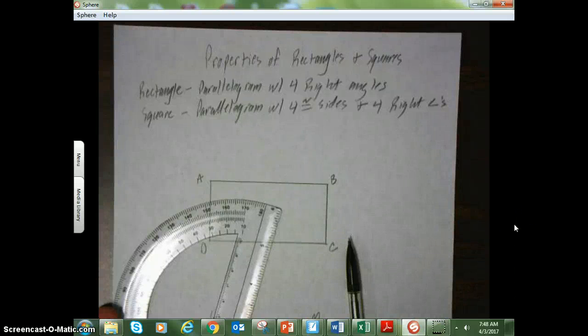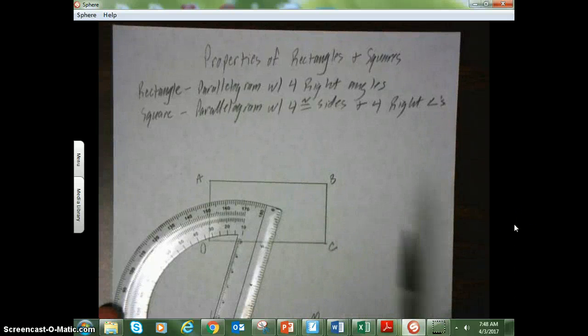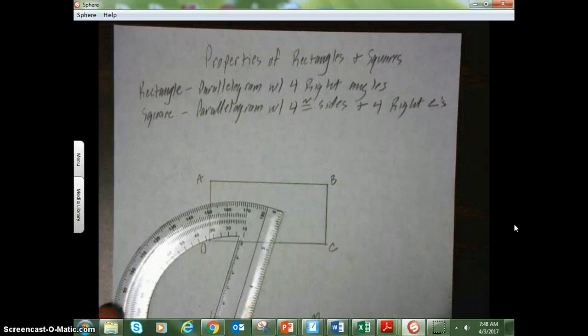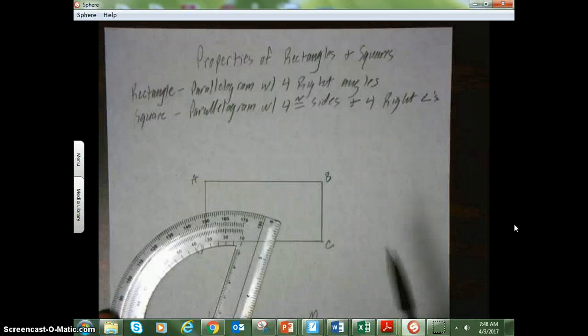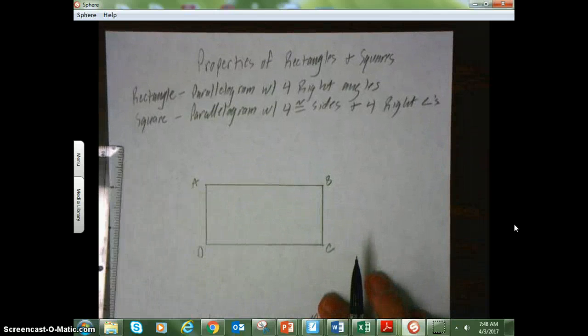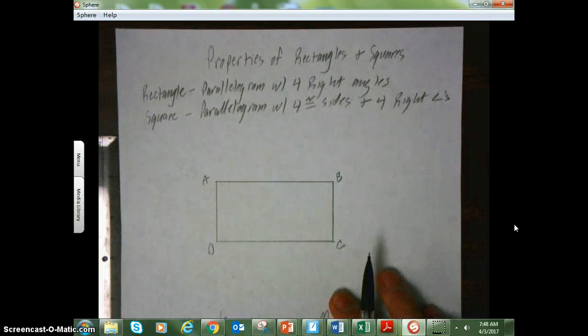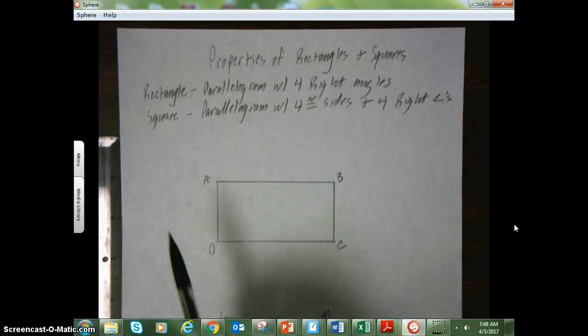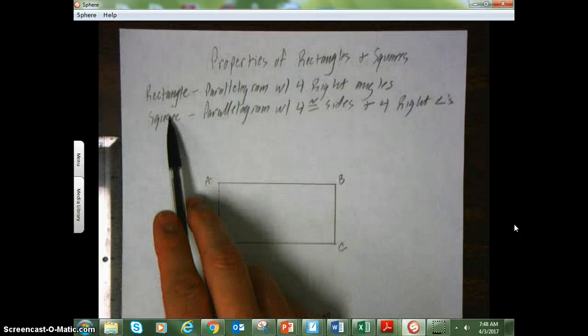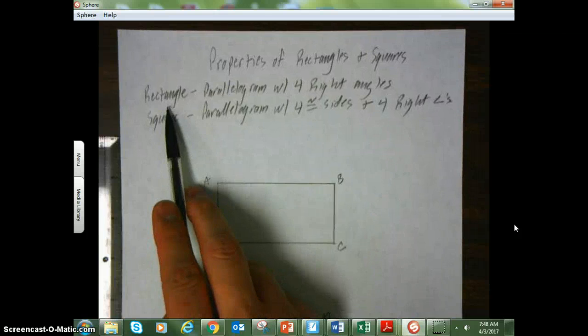Hey guys, this is Mr. Piercy here, and what we're going to be looking at are the properties of two other types of parallelograms called a rectangle and a square. Now, to help with the length of the video, I'm just giving you the definitions of what a rectangle and a square are.